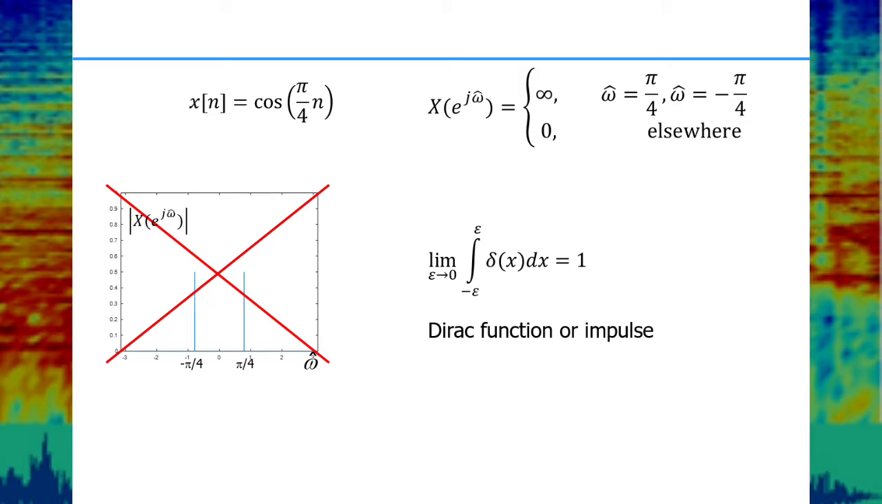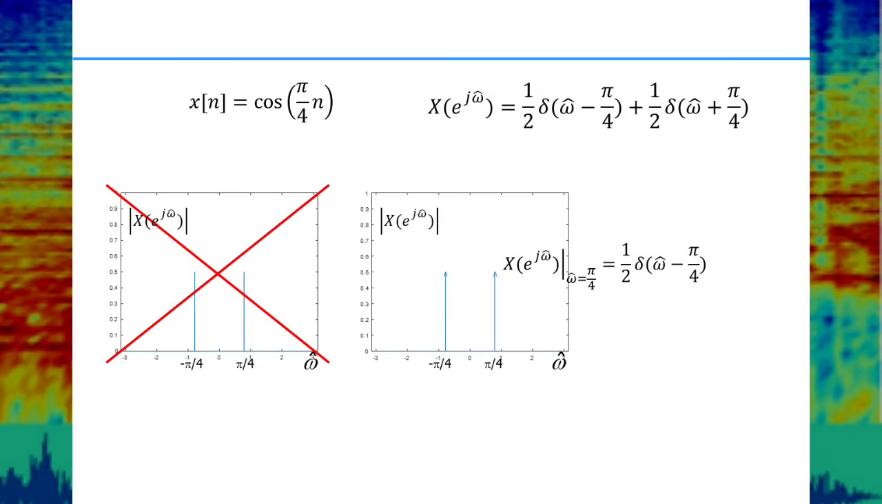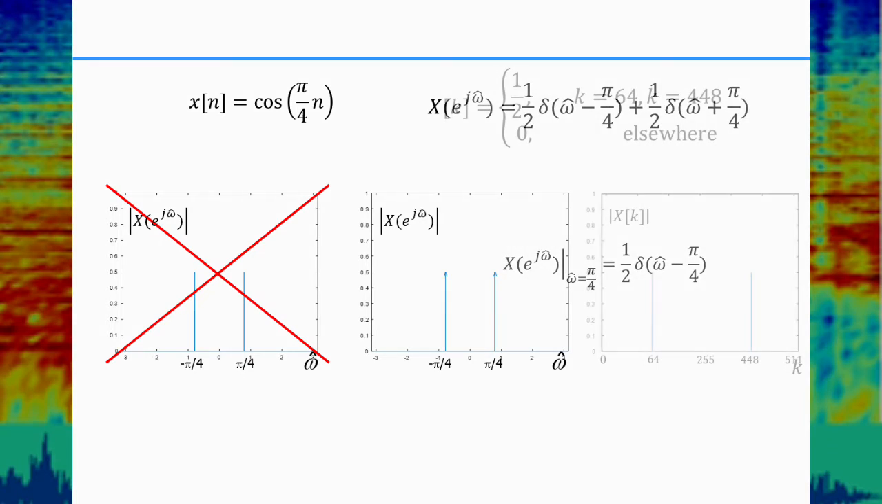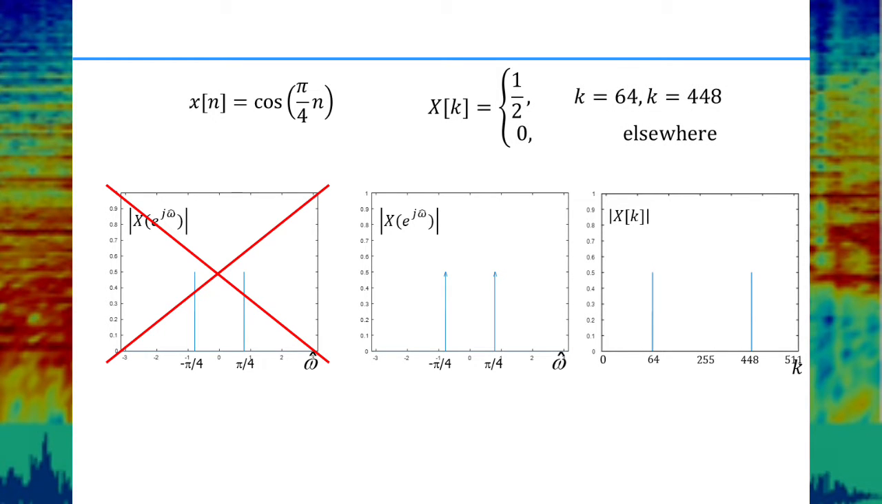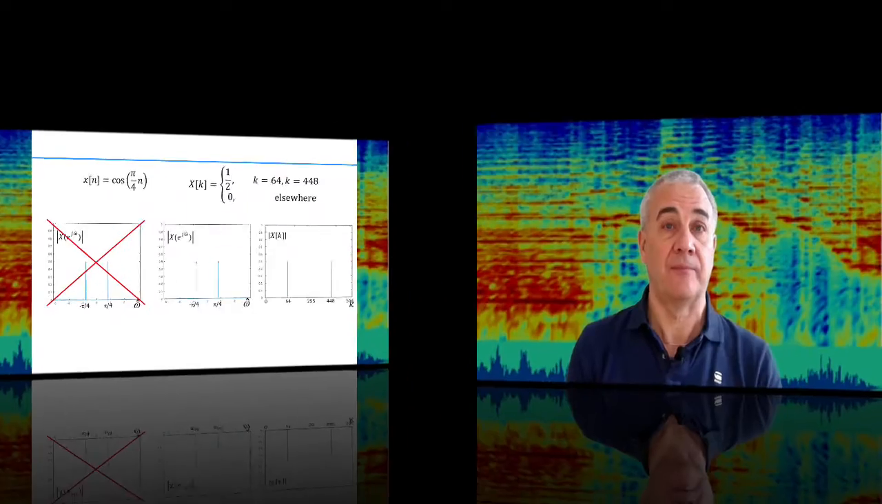This mathematical construct is called a Dirac function or Dirac impulse. So these two figures look more or less the same, but when it comes to the DTFT, the one on the right is the correct one. In practice, we naturally use the DFT. In that case, we just have the complex amplitudes for each digital frequency that the DFT can represent. For example, in this particular case for N is 512, the DFT magnitude spectrum looks like this, with non-zero values for k is 64 and, of course, k is 448.